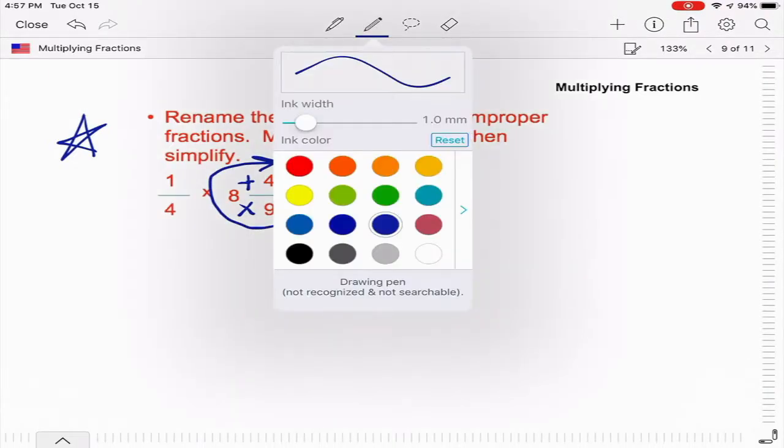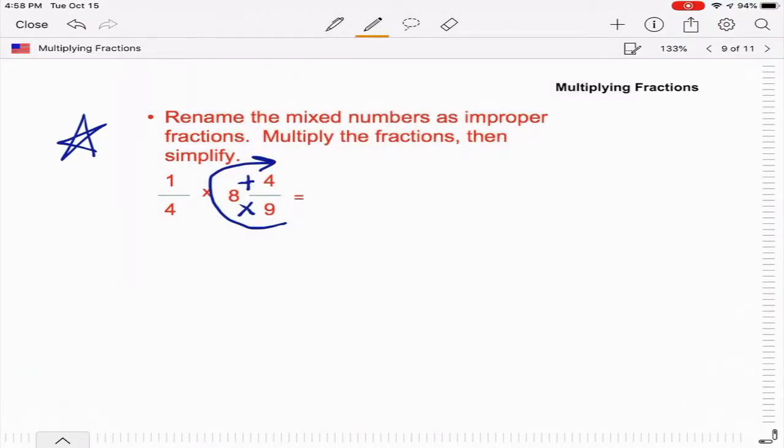Again, it's called going around the clock because you're going clockwise. You're going to multiply your denominator with your whole number. 9 times 8 is 72. And then you're going to add the numerator. And you get 76. So it's 76 over your original denominator, which would be 9. And you bring down the 1 over 4.